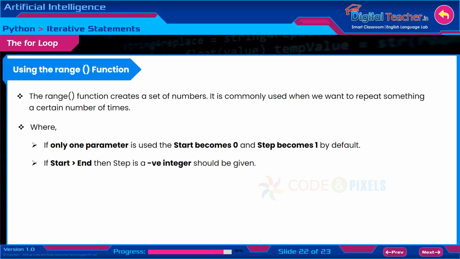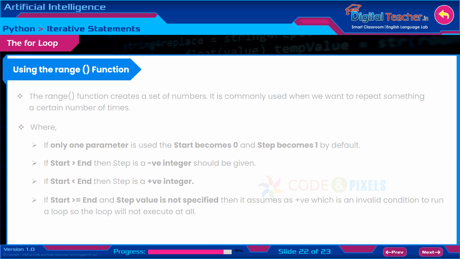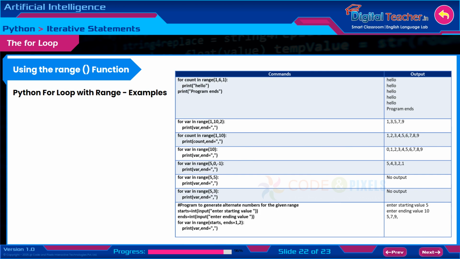If start is greater than end, then a negative integer step should be given. If start is less than end, then step is a positive integer. If start is greater than or equal to end and step value is not specified, then it is assumed positive, which is an invalid condition to run a loop, so the loop will not execute at all. Python for loop with range examples.